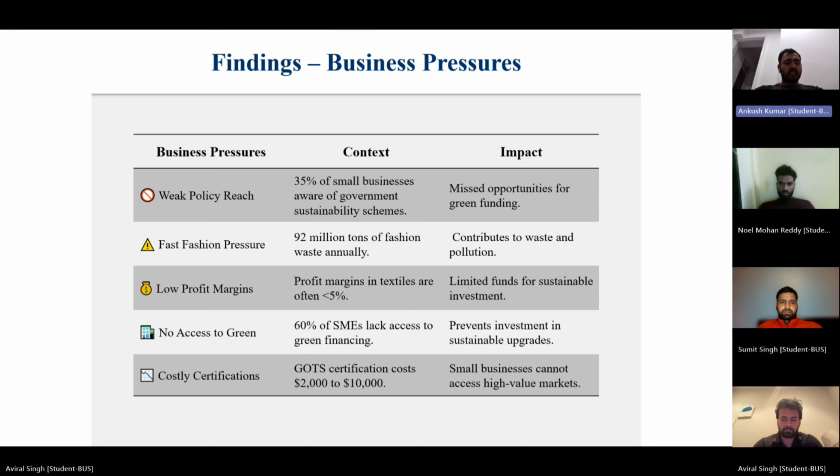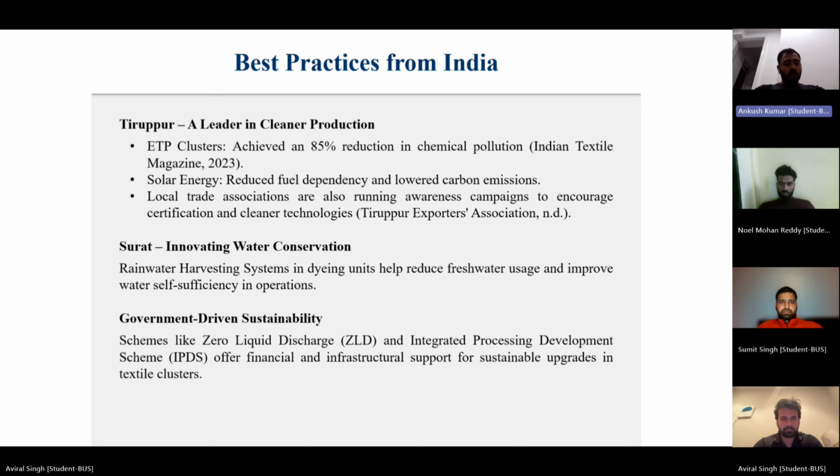Next slide, please. Best practices. Still, there is hope. In Tirupur, cluster-level ETPs have reduced pollution by up to 85%. The city's exporters have adopted solar technologies and digital dashboards to monitor water usage. Surat is making strides through rainwater harvesting and zero liquid discharge policies. Moreover, schemes like the Integrated Processing Development Scheme provide infrastructure support to common facilities. These examples show that change is possible.